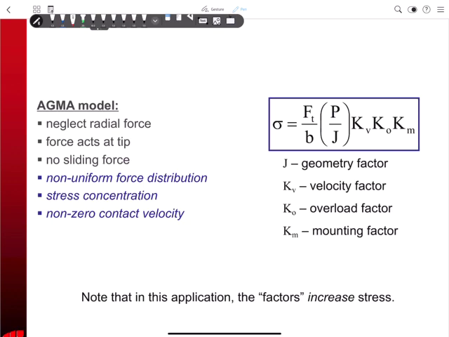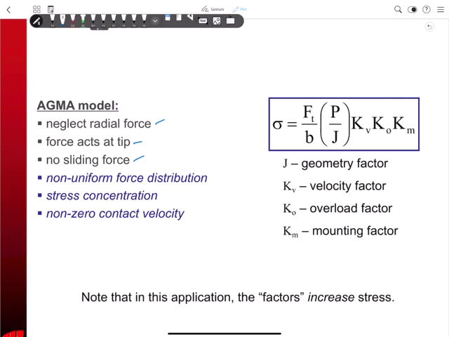And there's no laws about this. There's no rules. It's not fundamentally based in physics. Well, it kind of is fundamentally based in physics. But they got together and said, let's agree on a way to calculate this stuff, which I think is kind of neat. We're still going to neglect the radial force. We're still going to assume that the entire force acts at the tip, because that's still the worst case. No sliding force, right?